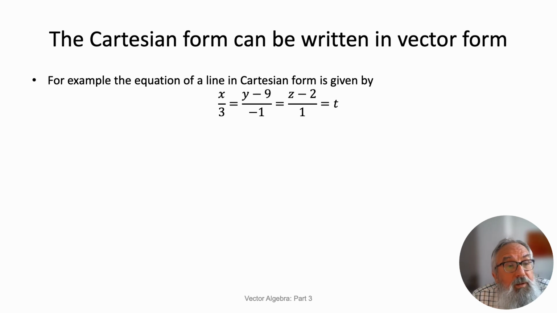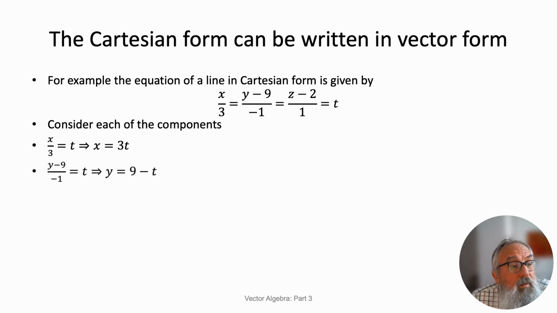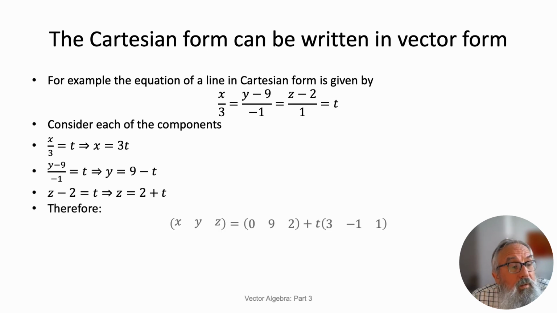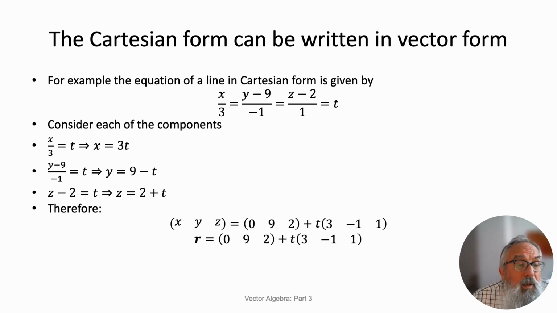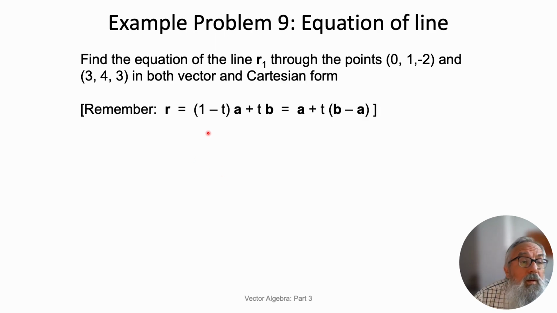We can rearrange this Cartesian form into components, so we rewrite it as this vector form, or this vector form where this x, y, z is in fact a vector. And now it returns back to where we started a couple of slides ago. So let's do an example. It becomes a bit clearer when we see an example.